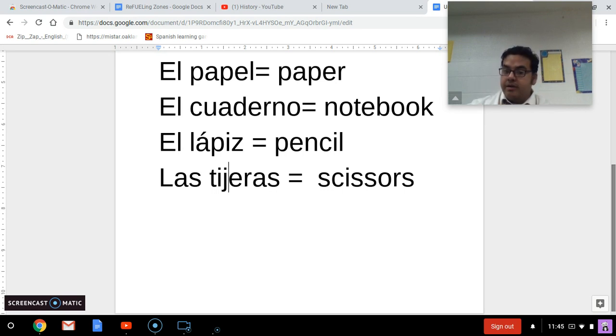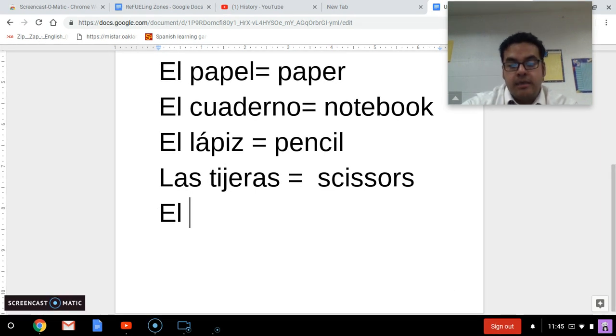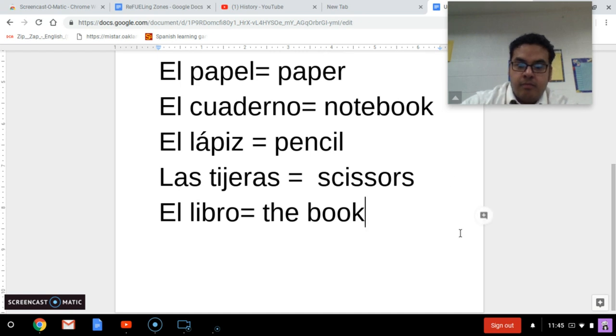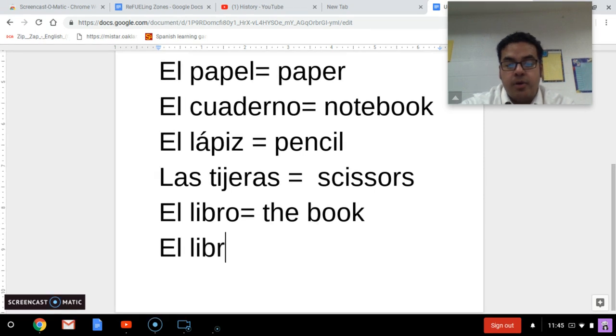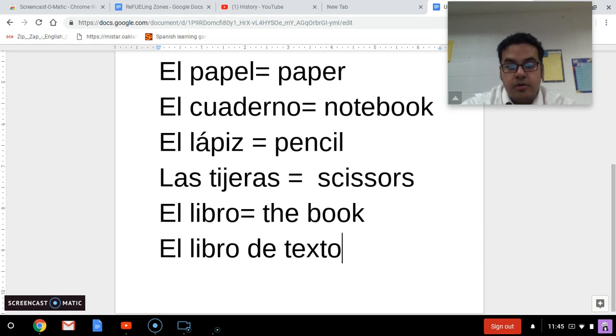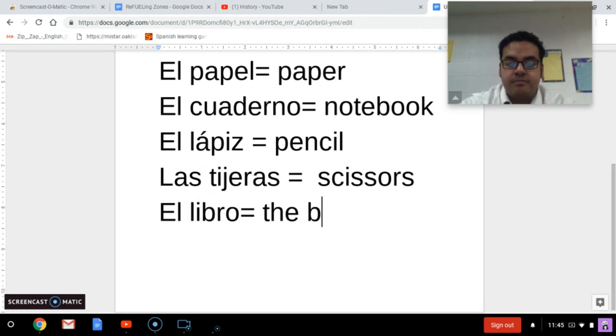And our last one, so we can play our games now. El libro. The book. Now I can say other things like el libro de texto. That just means the textbook. Or I can say el libro de ejercicio. And that just tells us what kind of book it is. But what you need to know is el libro, the book.